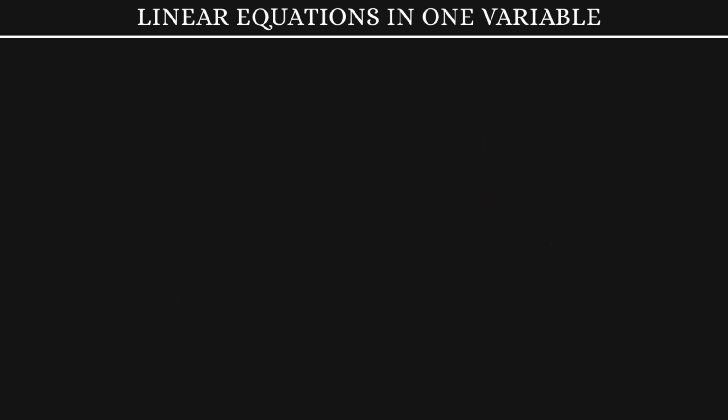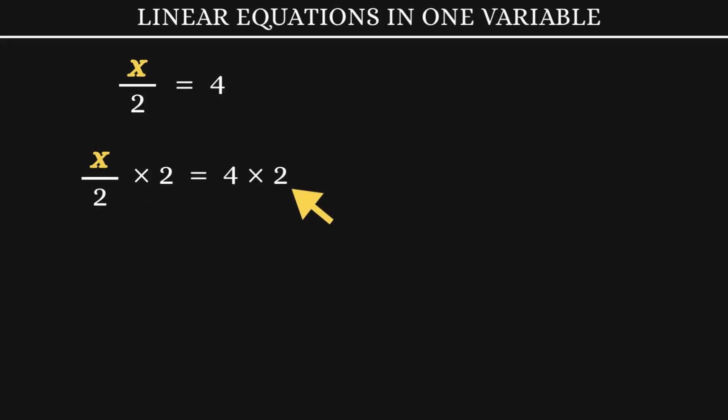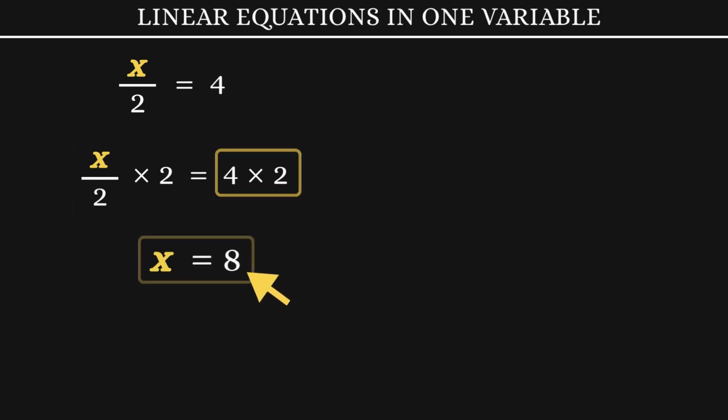Now we'll solve the next equation. x by 2 is equal to 4. Let's remember, our aim is to have only the variable on one side. Here we have x divided by 2. So to eliminate this 2, we'll multiply the left hand side by 2. Let's not forget to multiply on the other side as well. So this results in x, and 4 into 2 becomes 8. x is equal to 8 is the solution for this equation.